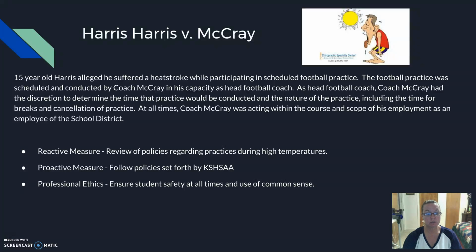So, reactive measures, review of policies regarding practices during high temperatures, making sure we're aware of those things, we're following those rules. In the state of Kansas, we have to follow the rules set forth by KSHSAA, and we do have rules regarding those heat practices and things like that to ensure that kids are properly hydrated and you're taking breaks every so many minutes and things like that. And professional ethics, you're ensuring student safety at all times and use of common sense also.